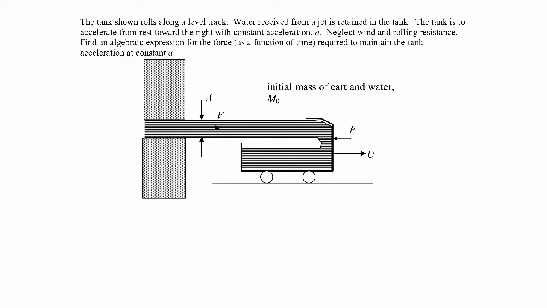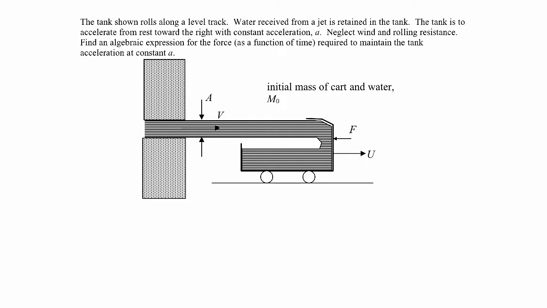In this example, we're told we have a tank that's rolling along a level track, and water is received from a jet that's retained in the tank. So there's water coming out of this jet, has a cross-sectional area A and a velocity V, comes out constant area, constant velocity, and then it's deflected into this tank, this cart. This cart initially has a mass of m naught. Initially, we have some water and the cart together have a total mass m naught. And the tank is to accelerate from rest toward the right with a constant acceleration a.